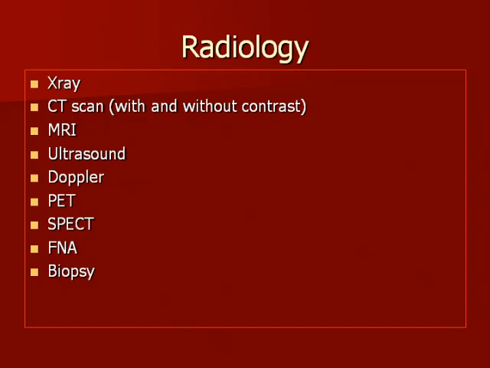Why would you do a CT scan? Why would you do an MRI, a PET, a SPECT? Can you do it in the hospital? Can you do it out of the hospital? Does it aid in your diagnosis? Does it not aid in your diagnosis? PET and SPECT are mainly done for cancer diagnosis.